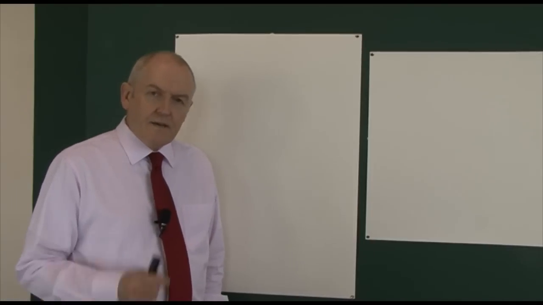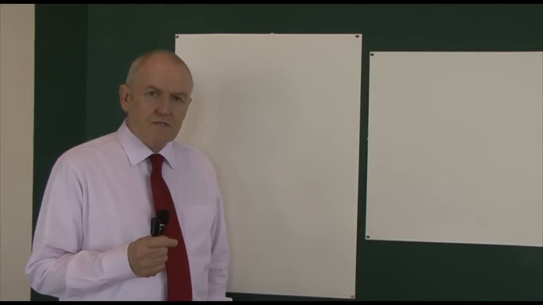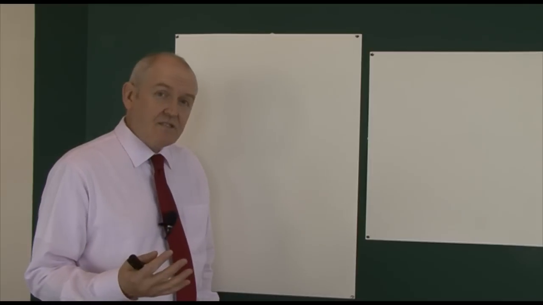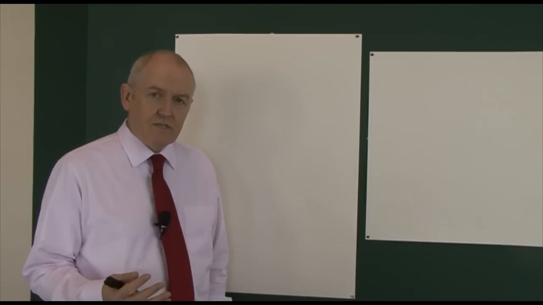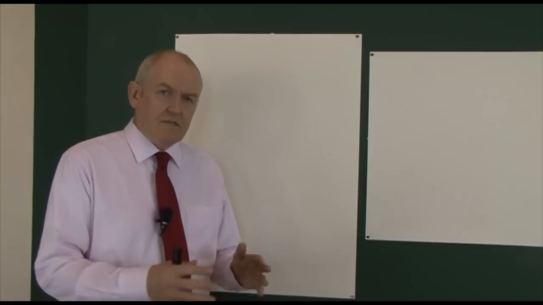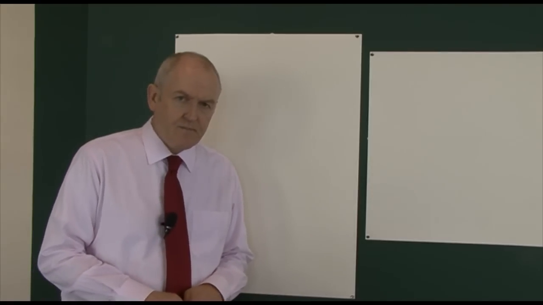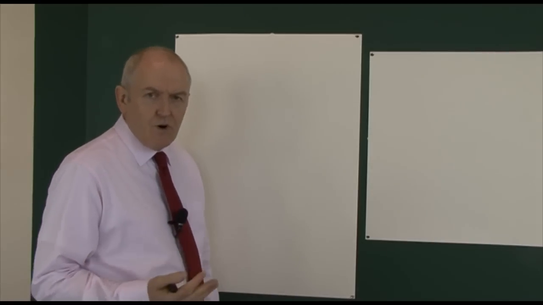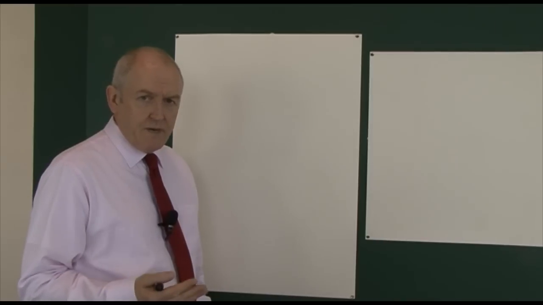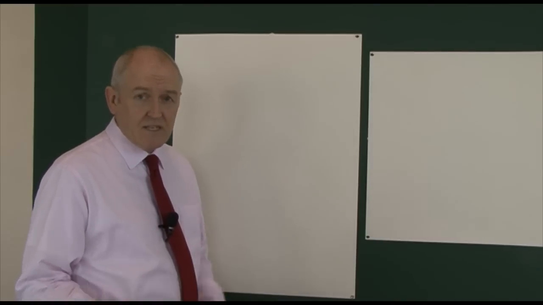Let's try and explain what goes wrong with our patients, how we recognize what goes wrong with our patients, and what we do about it to treat our patients. So first of all, let's think about a normal arterial lumen. Now, an artery is in three layers.